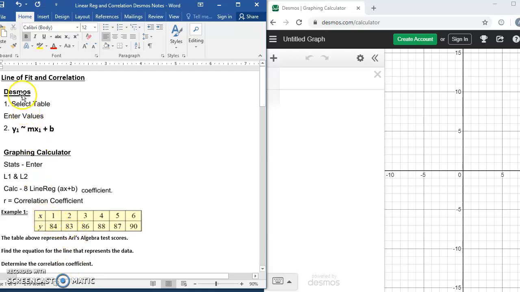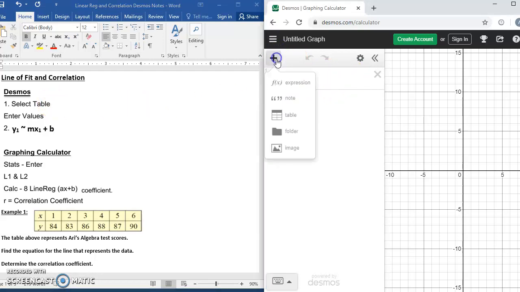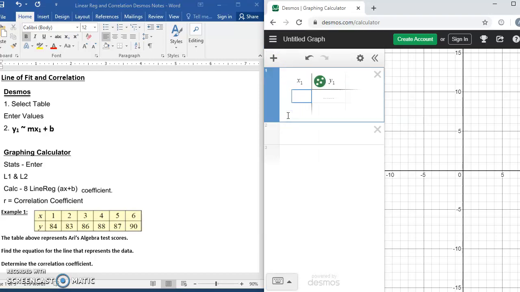So the first thing we're going to do in Desmos is select add an item, and we are going to add a table. This will allow us to enter all of the X and Y values into Desmos. So we're going to enter those in as a relationship of inputs and outputs.